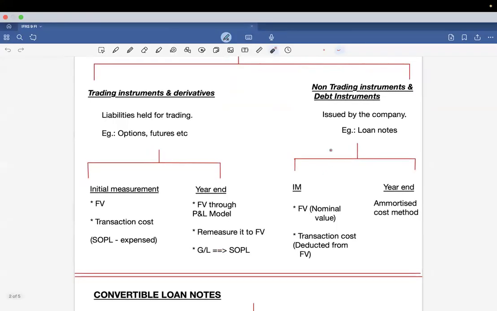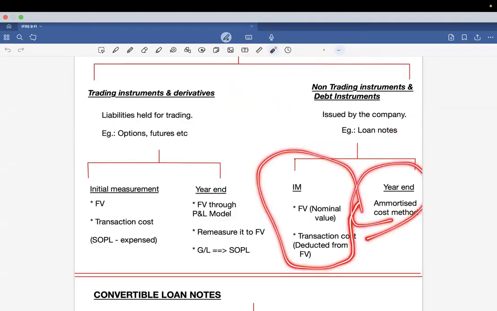So this becomes a non-trading instrument issued by the company. So this is what we did just now. We are going to do year-end measurement now. Clear?